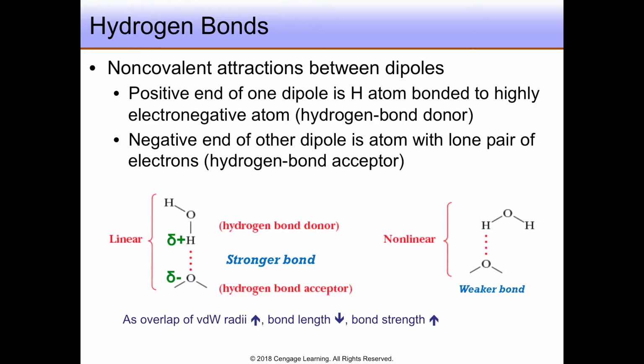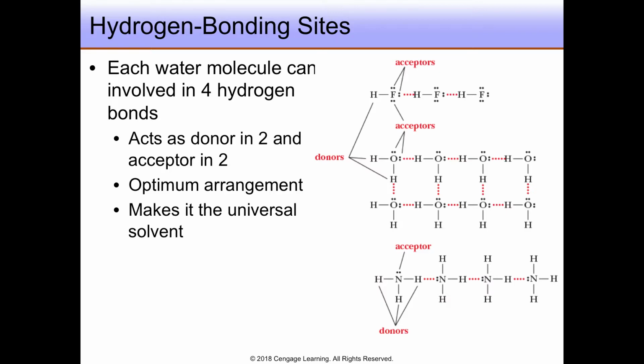A linear alignment of the atoms within the bond, as illustrated on the left, results in greater overlap of the van der Waals radii, a shorter bond length, and therefore a stronger bond. A nonlinear alignment results in a weaker bond, as illustrated on the right.